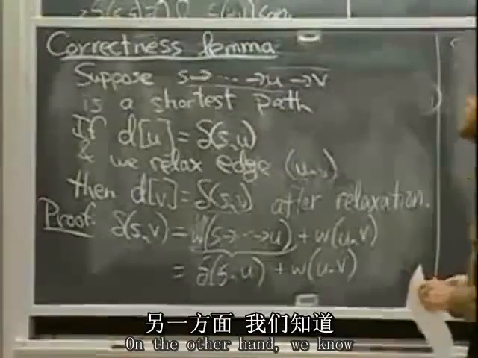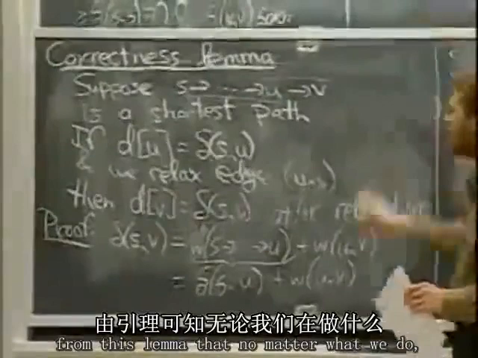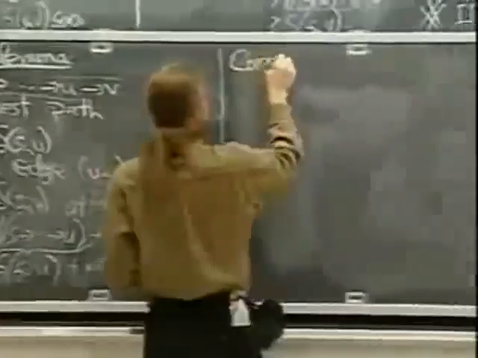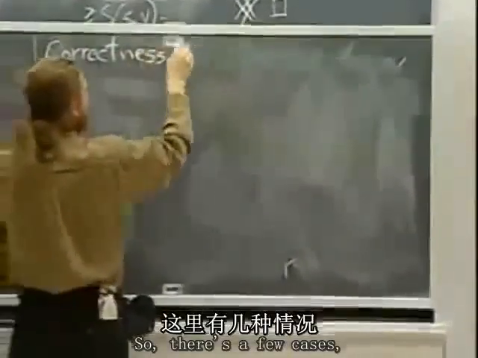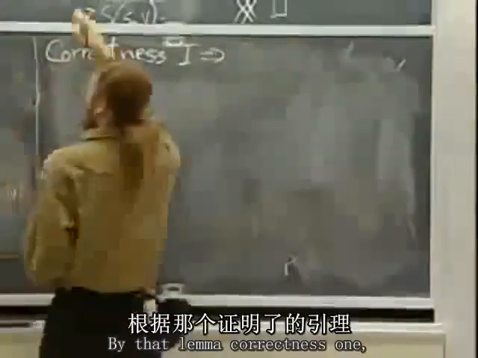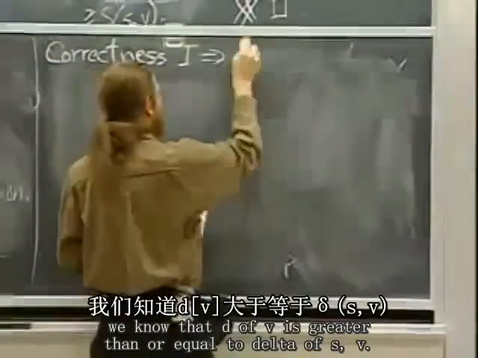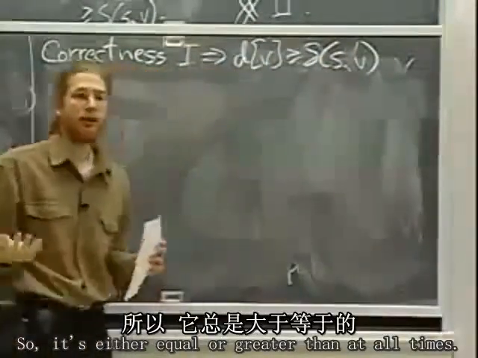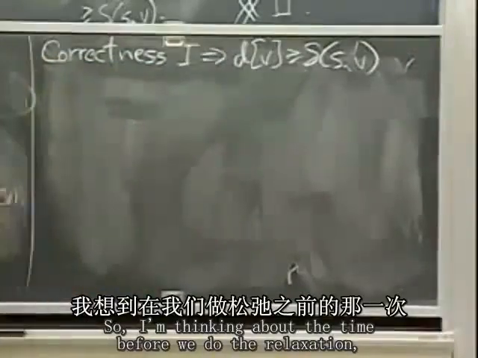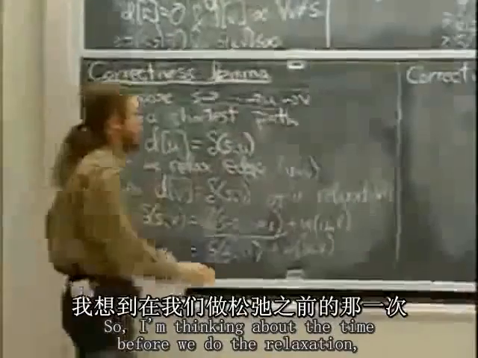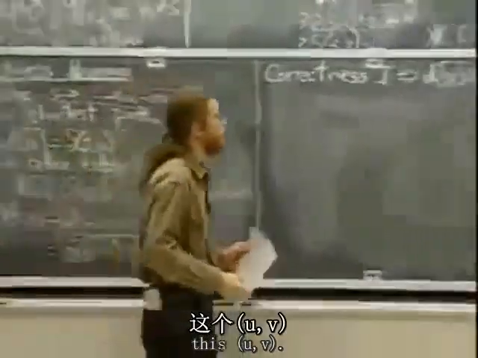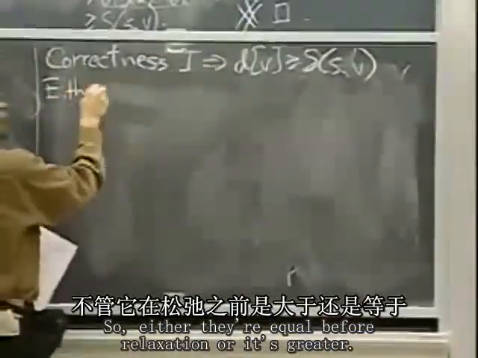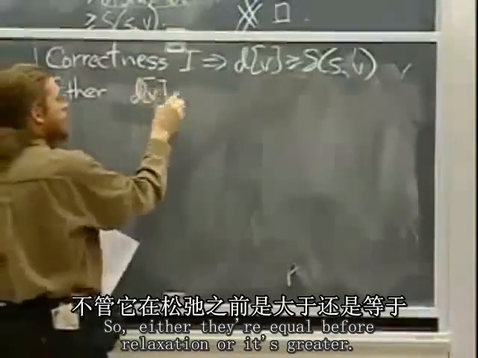On the other hand, we know from this lemma that no matter what we do, d of v is greater than or equal to delta of s comma v. So let's write that down. There's a few cases, and this will eliminate some of the cases. By that lemma correctness 1, we know that d of v is greater than or equal to delta of s comma v. So it's either equal or greater than at all times. I'm thinking about the time before we do the relaxation of uv. At that point, this is certainly true. So either they're equal before relaxation, or it's greater.